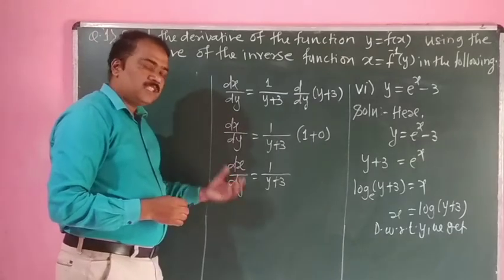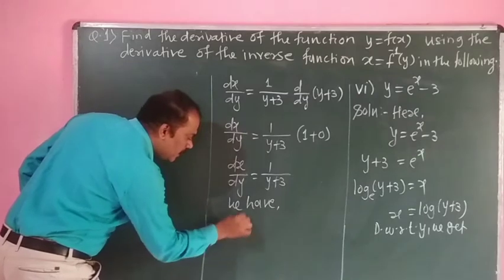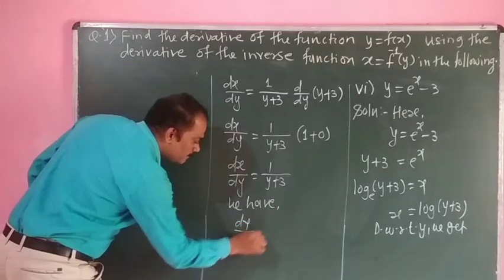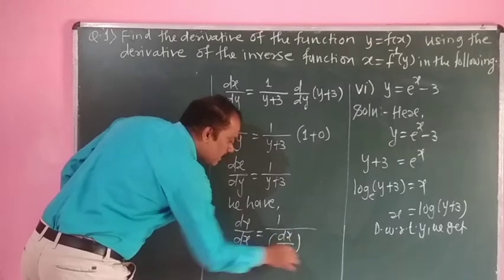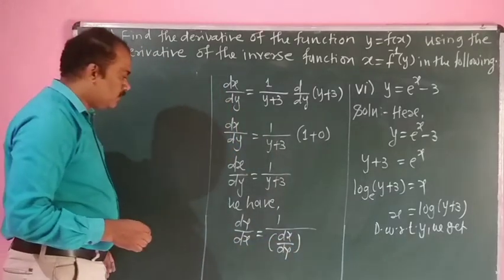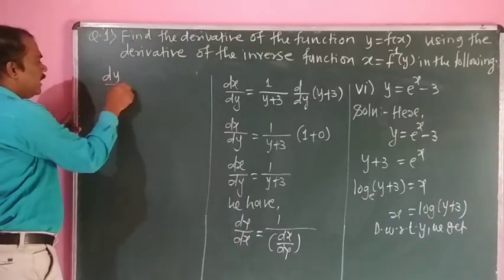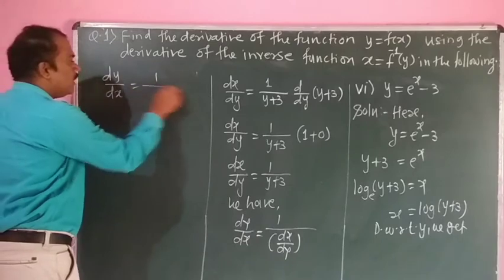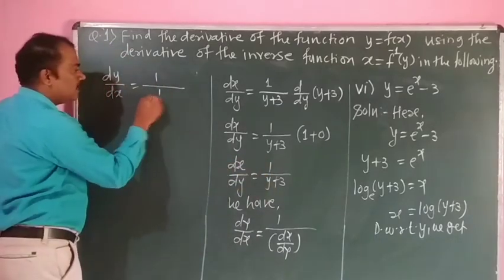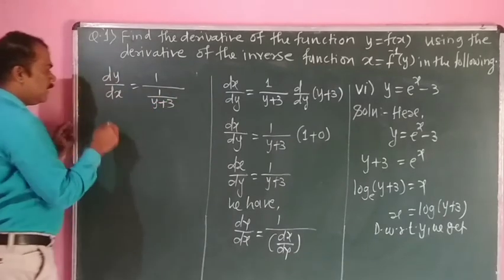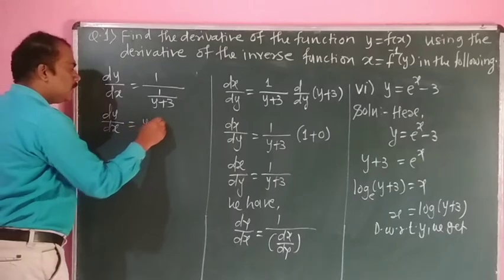Now, by using the theorem that we have already discussed, dy by dx is equal to 1 upon dx by dy, with dx by dy not equal to 0. Now we substitute the value here, so dy by dx is equal to 1 upon dx by dy, which is 1 upon (1 upon y plus 3), that is, dy by dx is equal to y plus 3.